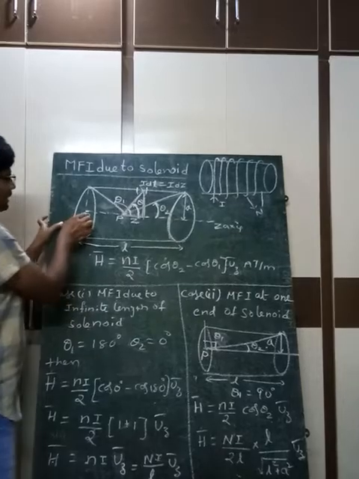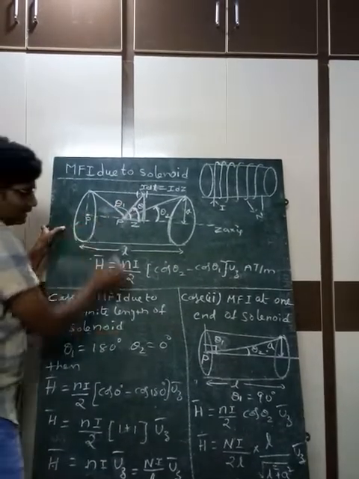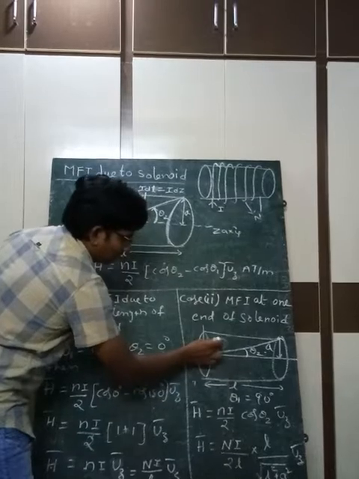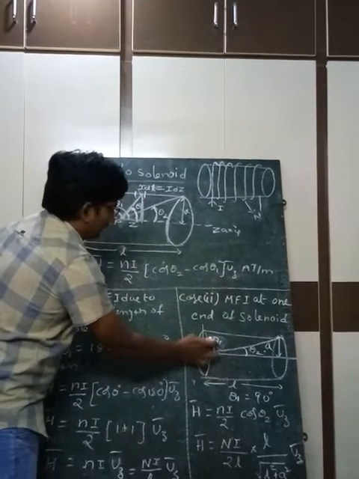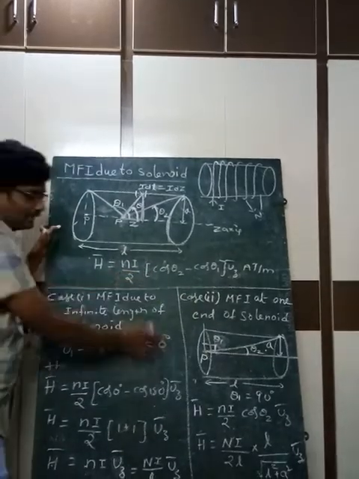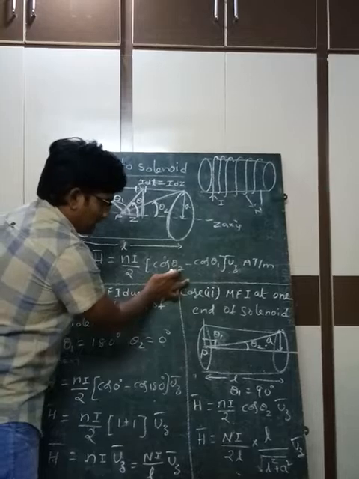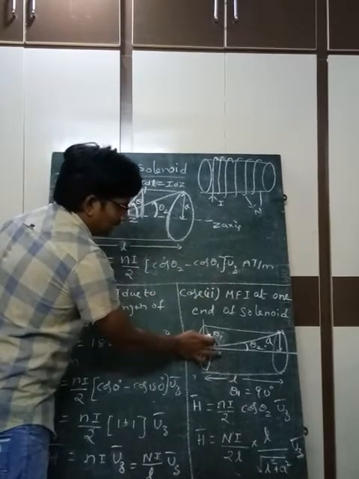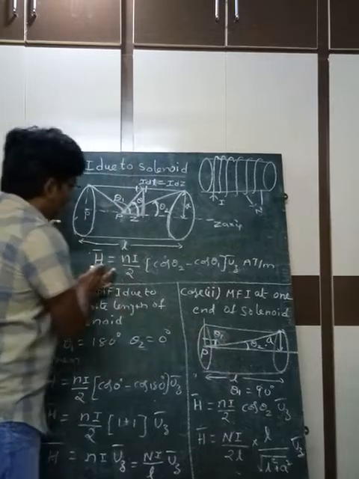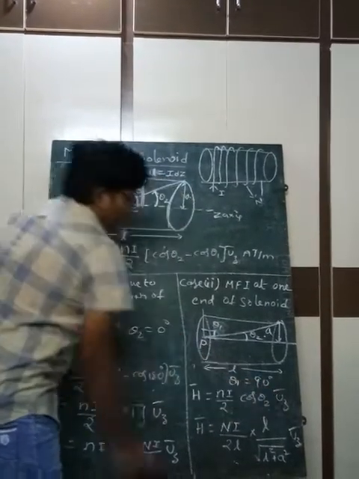So if the point is considered here, then this theta 1 becomes 180 degrees. And this theta 2 becomes 90 degrees. So substitute this in the equation, then we can get H bar is equal to n into I by 2 into cos theta 2 minus cos theta 1. So here cos theta 1 means cos 90, that is 0. So we get H bar is equal to nI by 2 into cos theta 2 into uz bar.